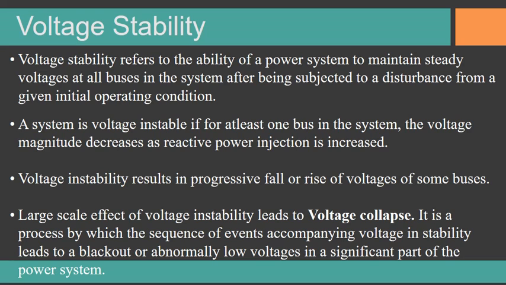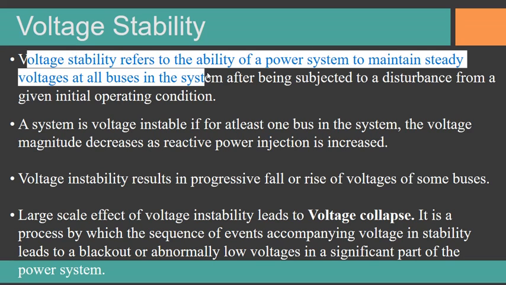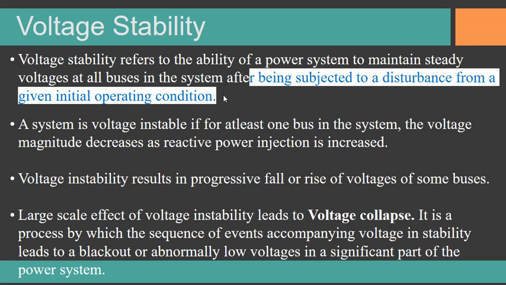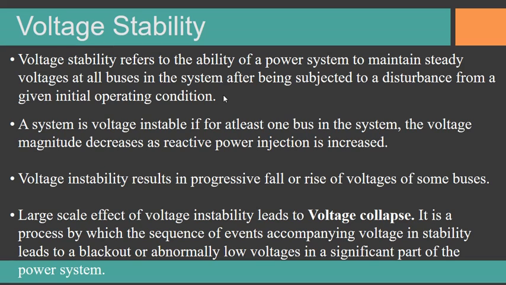Now coming to voltage stability. Voltage stability refers to the ability of the power system to maintain steady state voltages at all buses in the system after being subjected to a disturbance from a given initial operating condition. That means in a power system the voltages should always be within a limit. The standard is 1 pu, and the limit is 0.95 to 1.05. If the voltage is below 0.95 or above 1.05, the voltages are not within the limits.